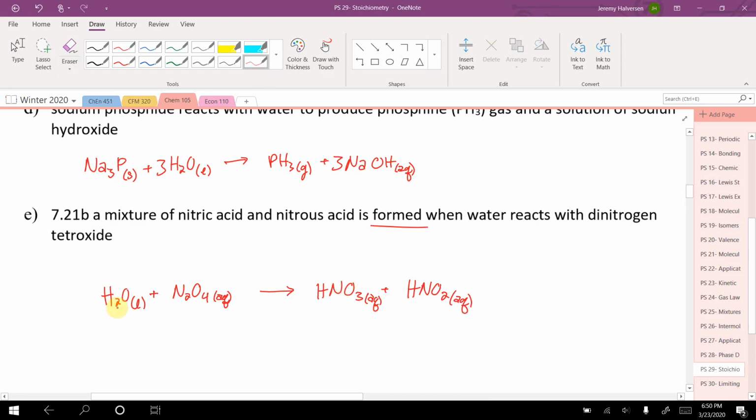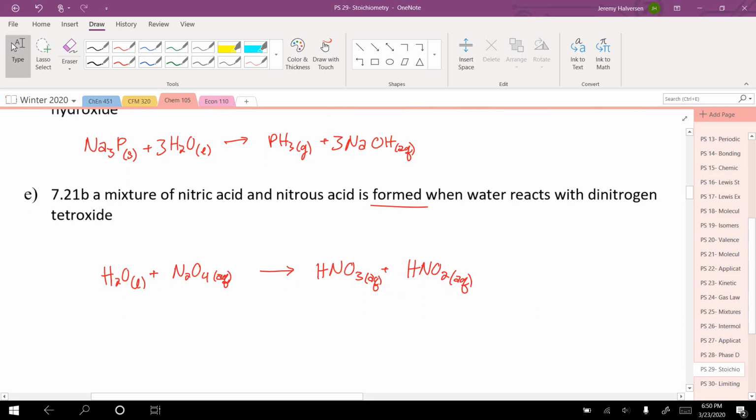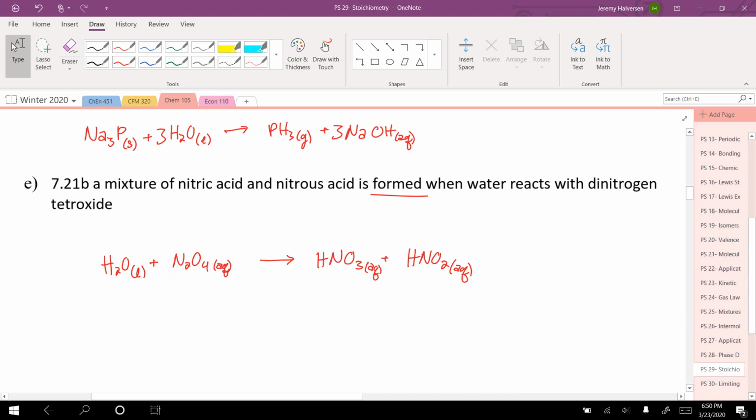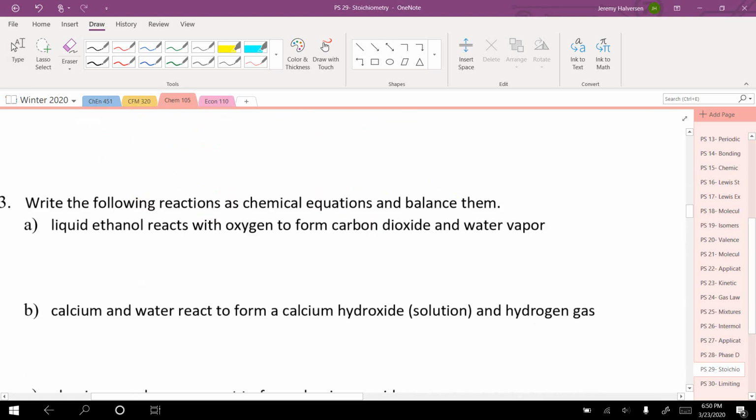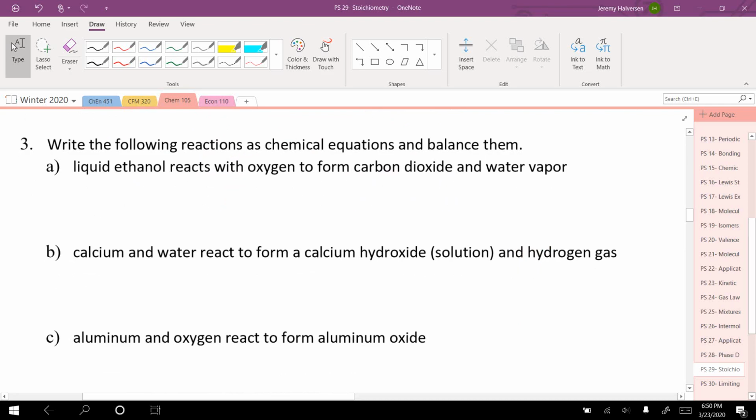I have 2 nitrogen on the left, 2 nitrogen on the right, and 5 oxygens on the left, 5 oxygens on the right. So everything's balanced, and I'm done. Cool. So there's some practice writing and balancing equations. Oh, we get some more practice.